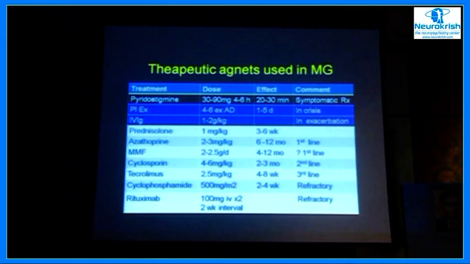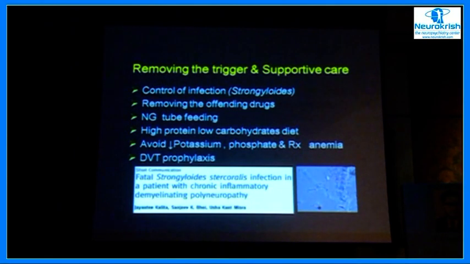Azathioprine, mycophenolate, cyclosporine, tacrolimus, cyclophosphamide, rituximab. These are other drugs, and they are second or third line drugs used in selected cases, and some of them are used for steroid sparing.